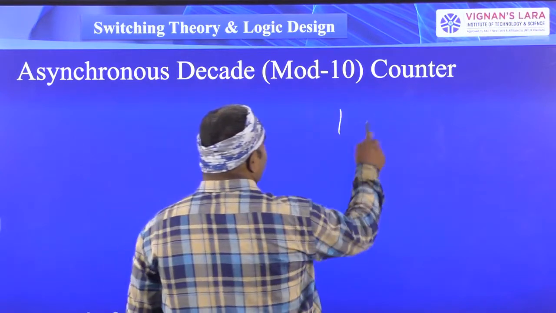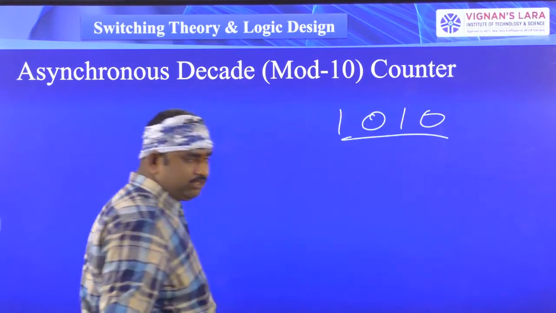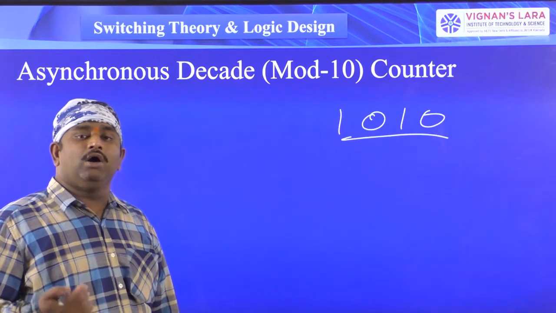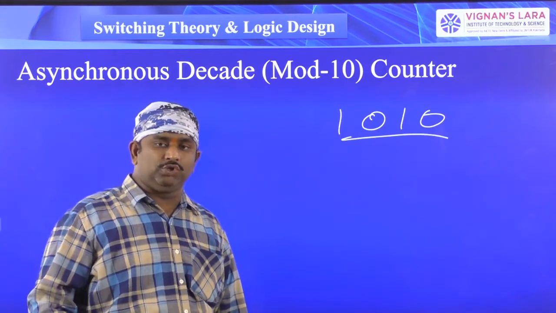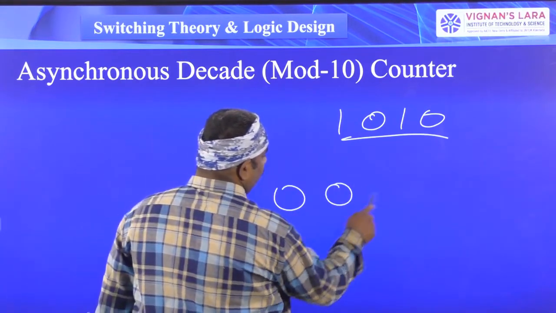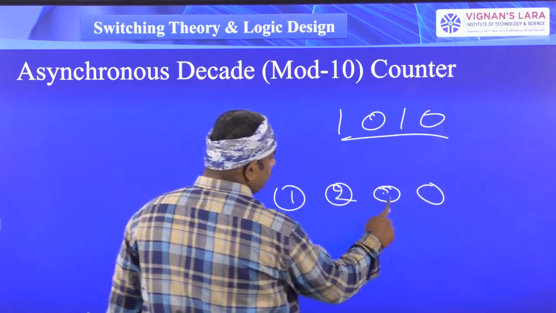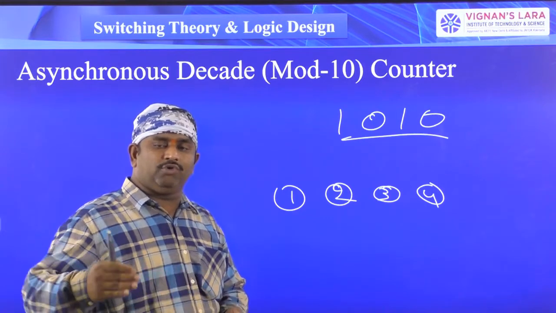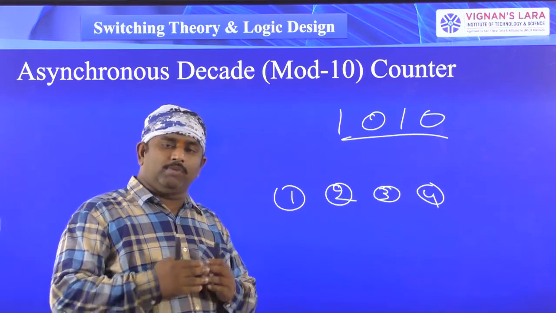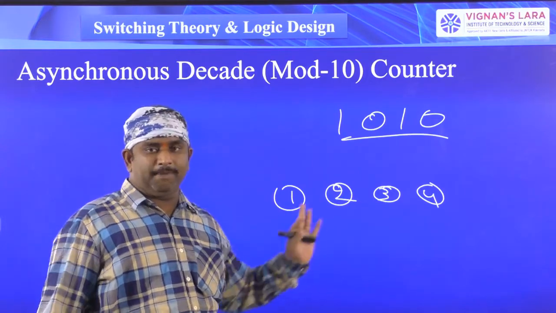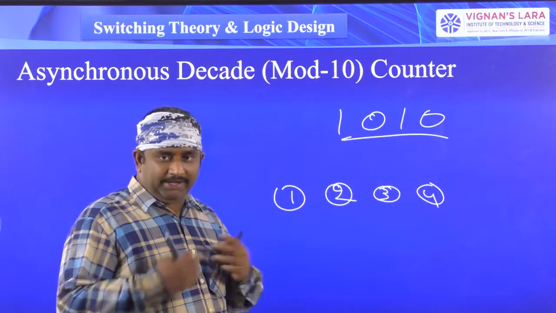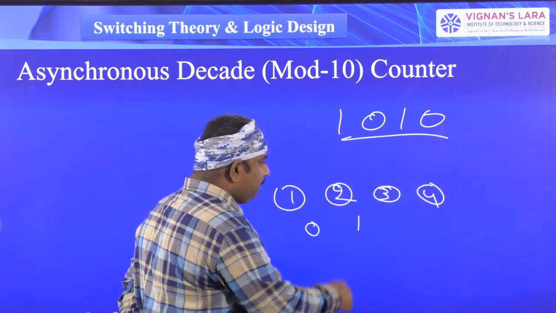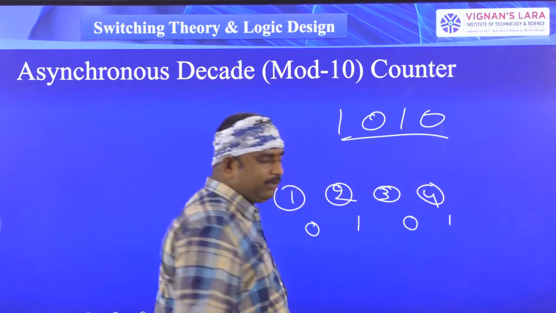Here, whenever 1010 is received, we have to make the flip-flop outputs, or counter output, 0. We have 4 flip-flops: 1, 2, 3, 4. In the previous slide we have seen 0, 1, 2, 3, 4, 5, 6, 7, 8, 9, 10, 11, 12, 13, 14, 15. Almost all the counts these 4 flip-flops are performing. So my task is: whenever the first flip-flop output is 0, the second flip-flop output is 1, the third flip-flop output is 0, and the fourth flip-flop output is 1.